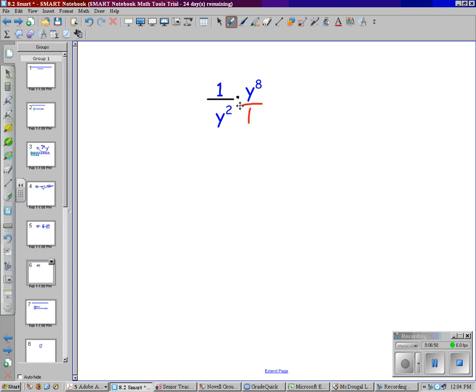So this is one big fraction up here. You see that multiplication dot? What's 1 times any number? 1 times any number is the number. So 1 times y to the 8th is y to the 8th. What's 1 times y to the 2nd? Y to the 2nd. So technically, I have y to the 8th over y to the 2nd. I have one big fraction up there. I multiply the numerators together, multiply the denominators together. I got y to the 8th over y to the 2nd.